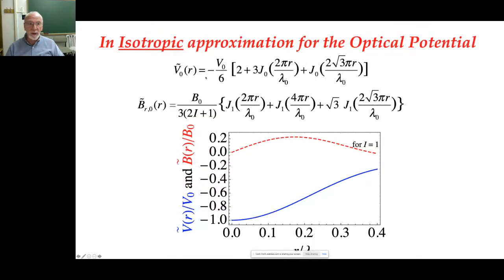So in the isotropic approximation, we know how to determine the scalar potential. It's shown over here. So it's a trapping potential. It's an attractive potential that keeps the atoms near the center of each cell of the optical lattice. And there's a magnetic field which is 0 at the center, grows to a maximum value, and then falls back down to 0 for large enough distances away from the center.